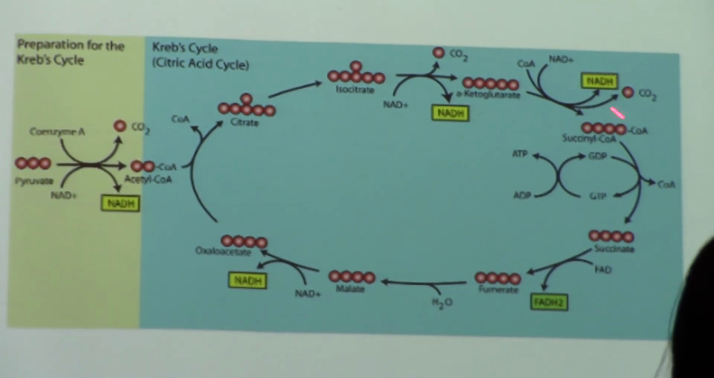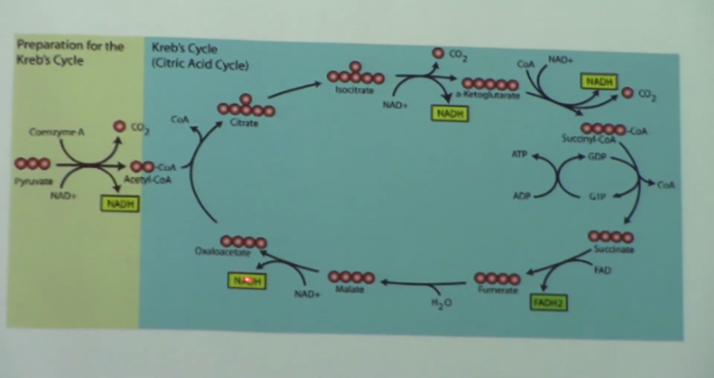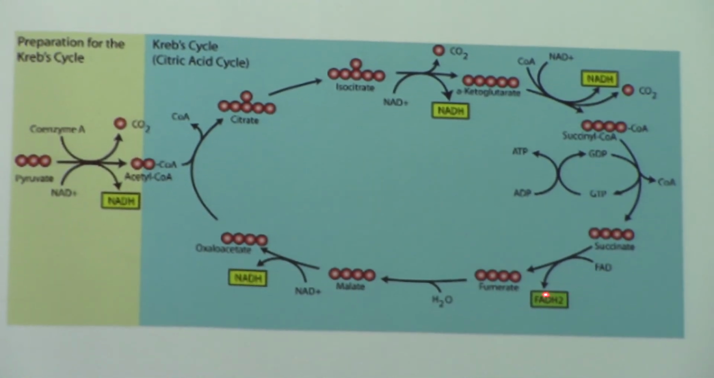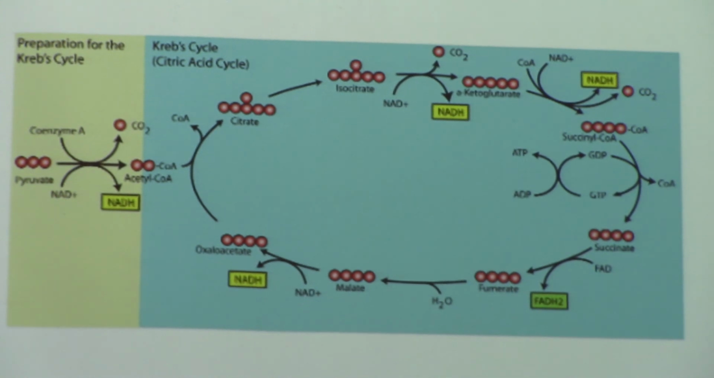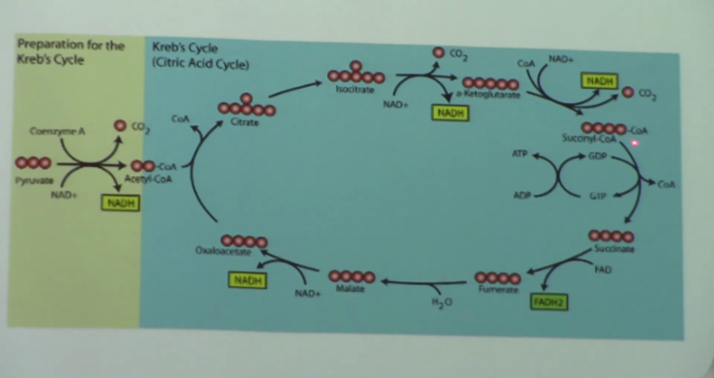For every turn of the Krebs cycle, we make 3 NADHs, an FADH2, and an ATP. But we do it twice for glucose, so we actually make 6 NADHs for every glucose. We make 2 ATPs and 2 FADH2s for every glucose molecule.